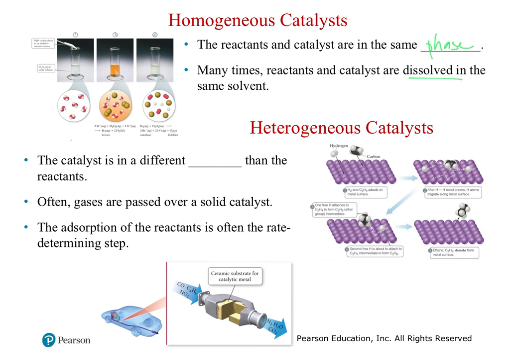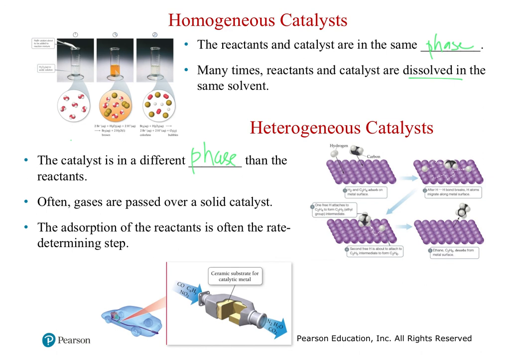In a heterogeneous catalyst, the catalysts are in different phases than the reactants. Generally, those are solids used as a catalyst, and then liquids or gases are passed over them. The rate-limiting step happens to just be the adsorption of the reactant onto the catalyst, and then once they're on there, they just have to diffuse around the catalyst surface until they meet up, and then the reaction can take place and they can be removed.